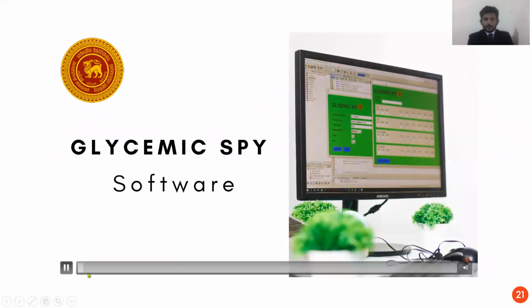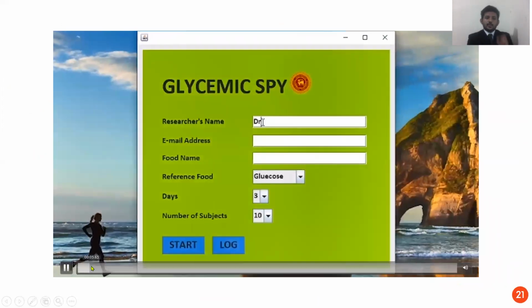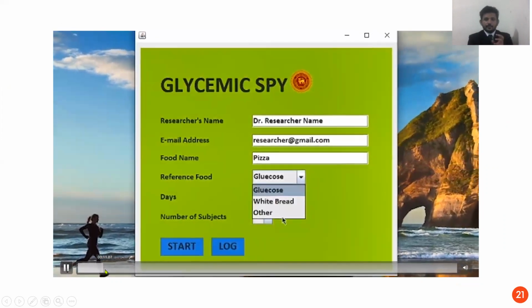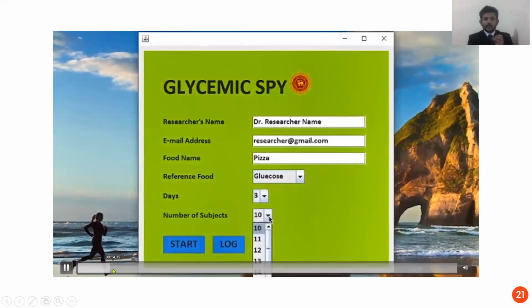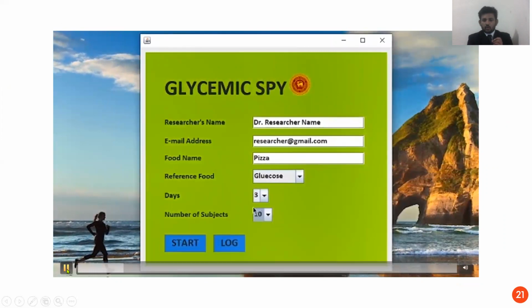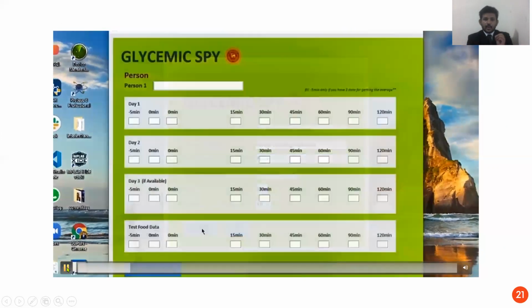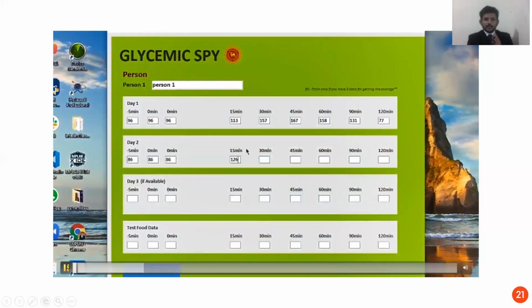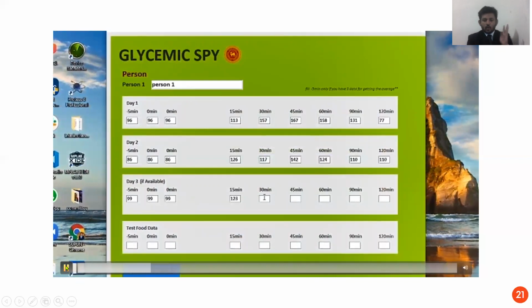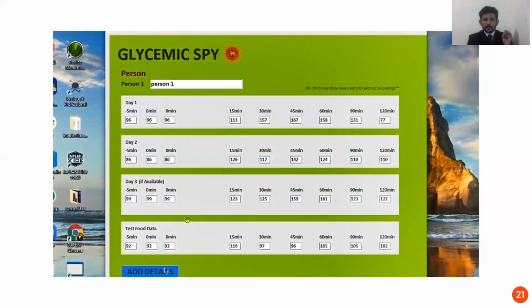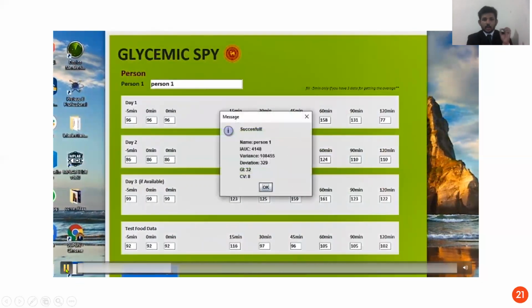Here you can see the main interface of the GI calculator. Here you enter the participants' data, and after selecting the number of individuals, you can click the start button. After adding all the individuals' data, this calculator gives the coefficient of variance, glycemic index, and incremental area under the curve for each particular person.